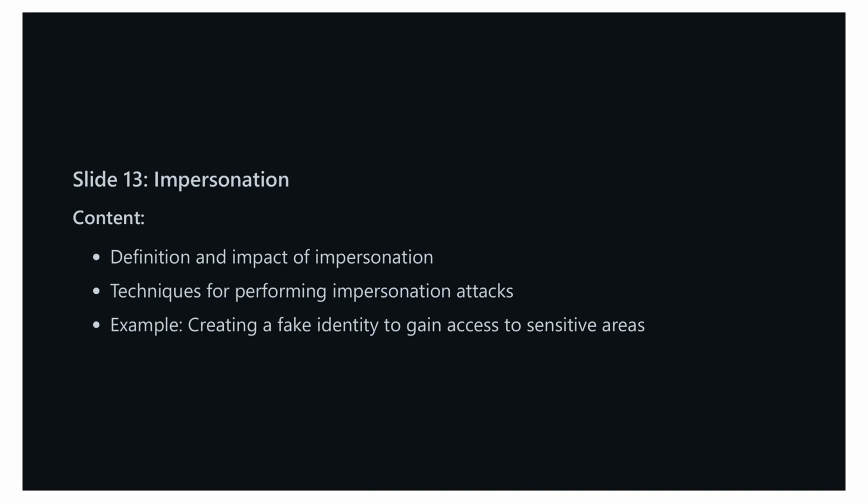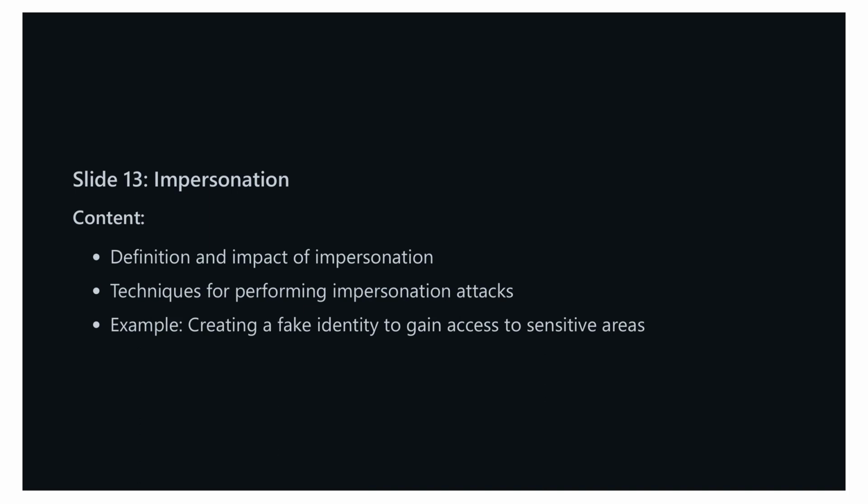Impersonation is a type of attack where an attacker pretends to be someone else in order to gain unauthorized access to sensitive areas or information. The impact of these attacks can be significant, as they can lead to data breaches, financial loss, and damage to an organization's reputation. In terms of techniques, attackers often create fake identities or profiles, clone websites, or even use social engineering tactics to trick their targets into divulging information or granting access.